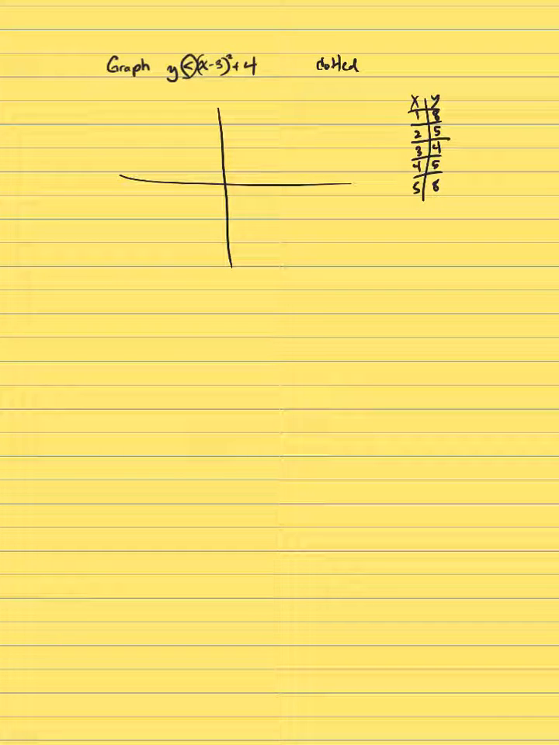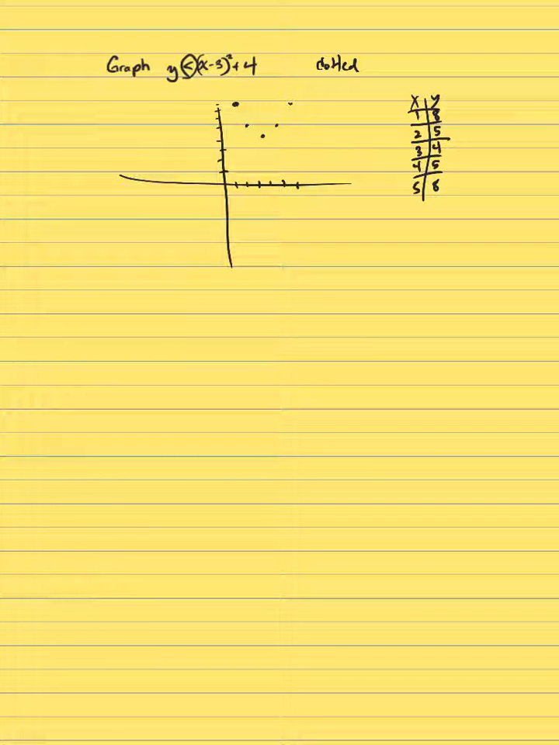Now, this is not going to be the prettiest graph. It doesn't have to be right now because I'm just trying to give you an idea of what this is going to look like. So let's see, 1, 8 is about right here. 2, 5 is about right here. 3, 4 is right here. 4, 5 is here. And 5, 8 is here. So that's going to be the shape of my boundary.